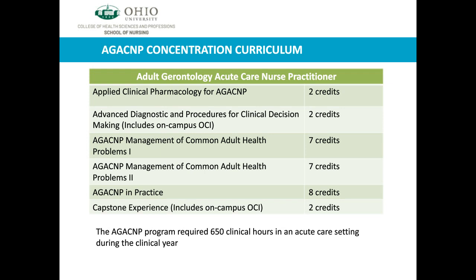And then the clinical courses, so that's AGA-CMP Management of Common Adult Health Problems 1 and 2. Those courses are where you begin your clinical rotations. So you will be working with an approved preceptor in an acute care setting, and you will also have a clinical supervisor who is a faculty person here at Ohio University who oversees that clinical experience and helps you to develop into an AGA-CMP and prepare for board certification.